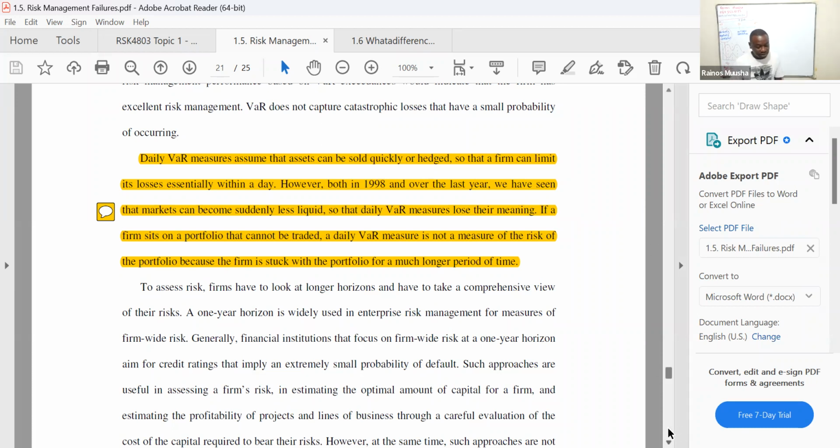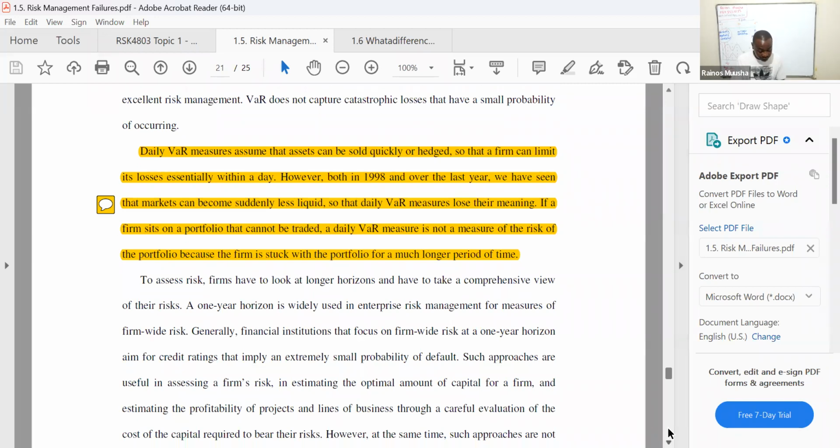So which basically means that when you look at the value at risk, you are assuming that you're able to sell your securities quickly, but in actual fact, when the market is facing illiquidity, the value at risk measure is not going to be reliable as a measure of risk, mainly because there is no quick selling or turning over of the securities, because of lack of liquidity.